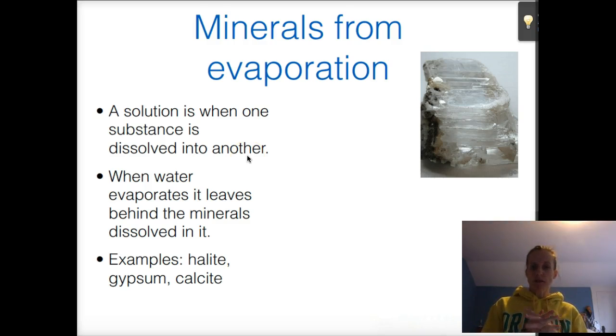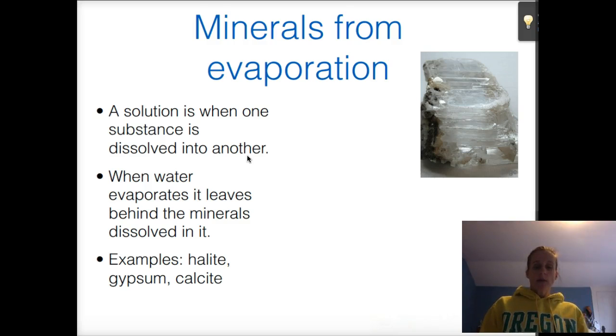So I think we first have to just review what a solution is. So when one substance is dissolved into another, we call that a solution. So elements and compounds can be dissolved in water, and when the water evaporates, what gets left behind are the minerals, or the elements and compounds, because they do not evaporate. So water can evaporate just based on heat from the sun, but you're not going to find minerals evaporating, so they get left back when the water evaporates.